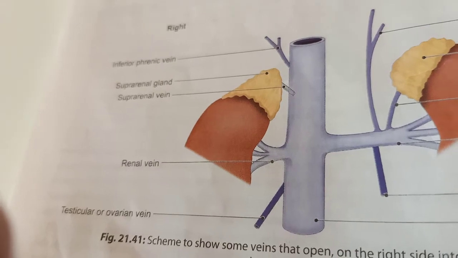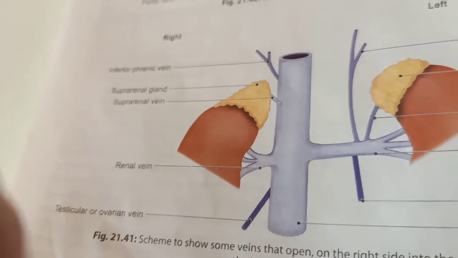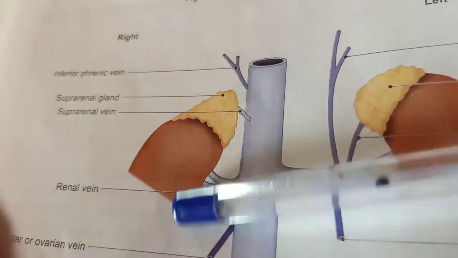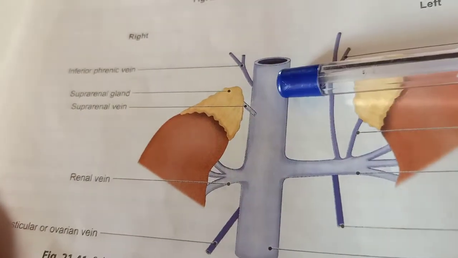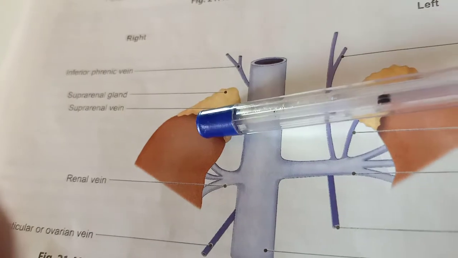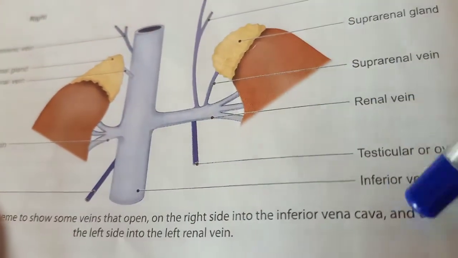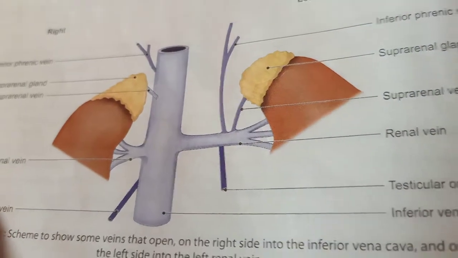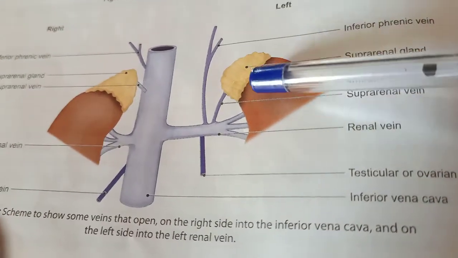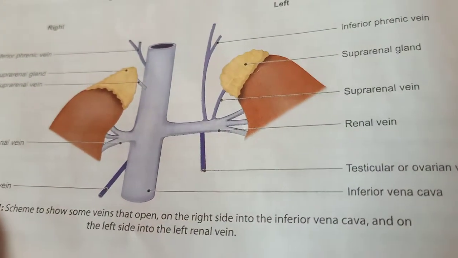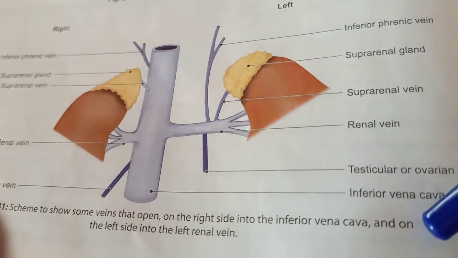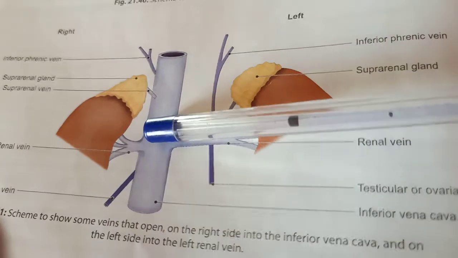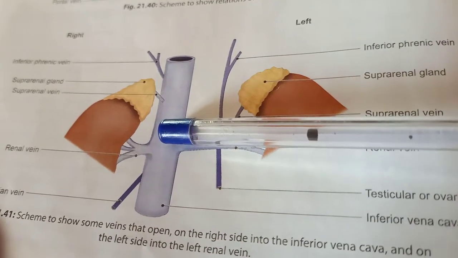This is very logical because, as you all know, the inferior vena cava is on the right side. So all these veins would not be long enough to reach the IVC. Only one vein, the renal vein, is longer. So it is much simpler for these veins to first drain into the left renal vein, and this vein drains into the IVC.